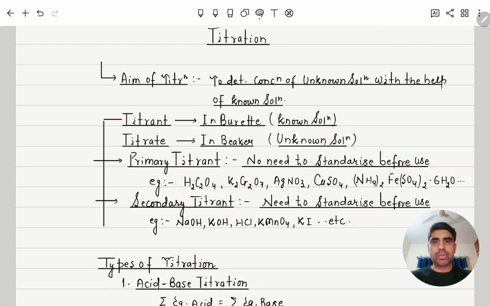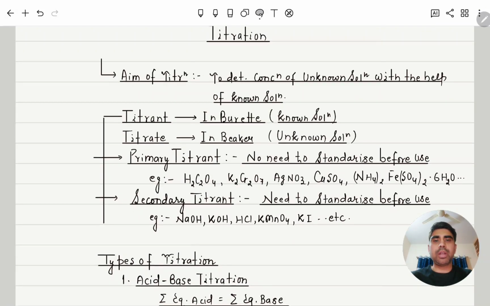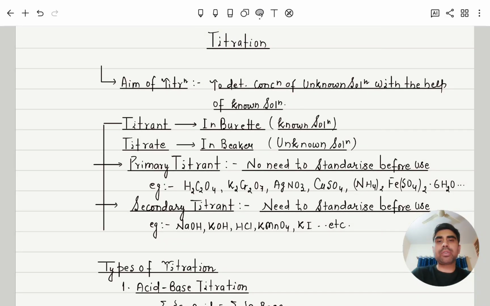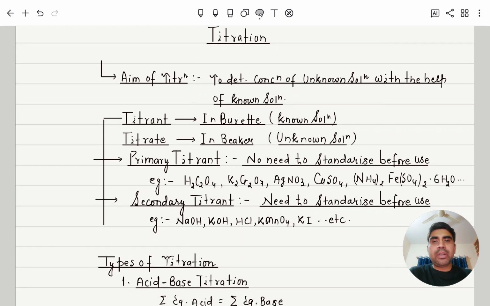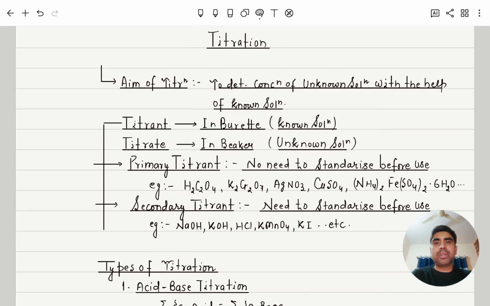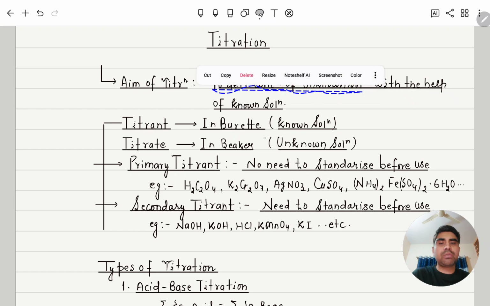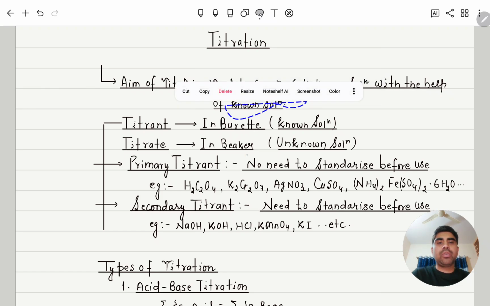So hello everyone. This is the last segment and continuation of volumetric analysis after equivalent weight and n factor. Titration is very important in chemistry and a very well known topic. Here the aim of titration is to determine the concentration of an unknown solution with the help of a known solution.